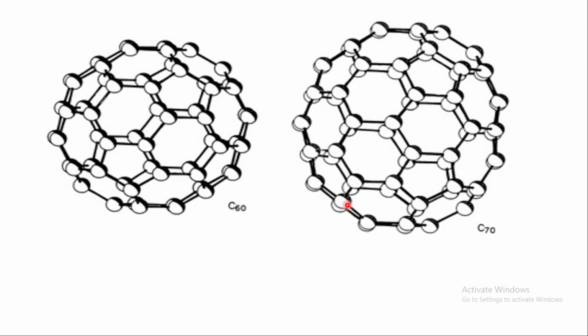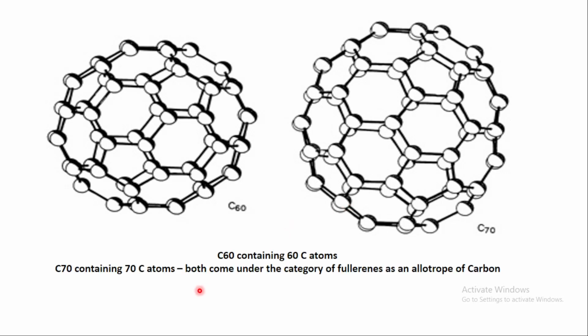So buckyballs are also fullerenes. C60 is also a buckyball. C70 is also a buckyball. The difference between C60 and C70 is that C60 contains 60 carbon atoms while C70 contains 70 carbon atoms, and both come under the category of fullerenes as an allotrope of carbon. So the answer to this question would be all of the above. Buckyballs are fullerenes. Buckyball is C60 as well as C70.